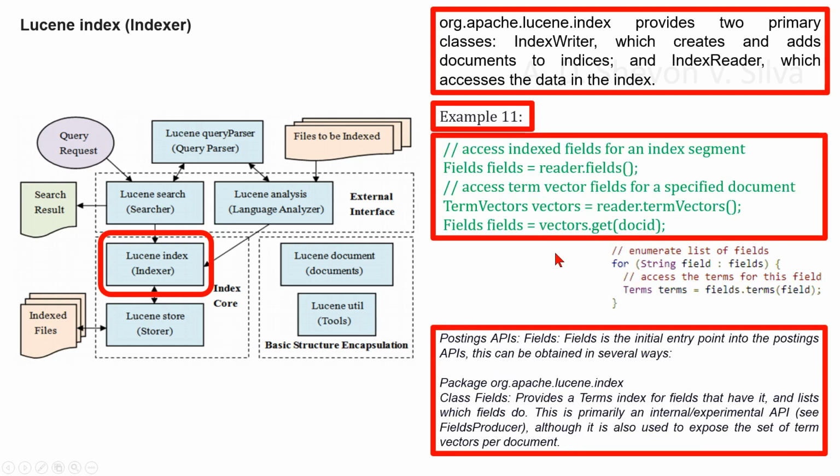Now we are considering fields in the postings API. Fields is the initial entry point into the postings API. This can be obtained in several ways. The class Fields in package org.apache.lucene.index provides a terms index for fields that have it and lists which fields do. This is primarily an internal or experimental API, although it is also used to expose the set of term vectors per document.